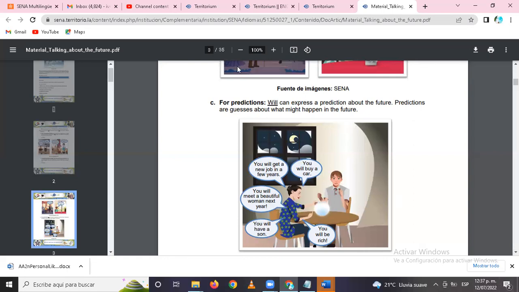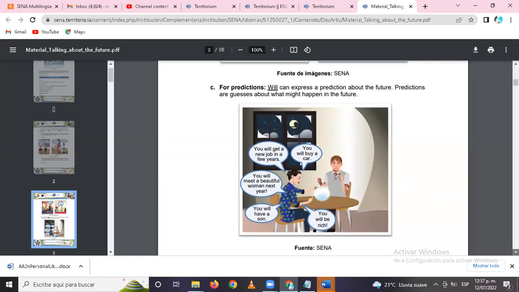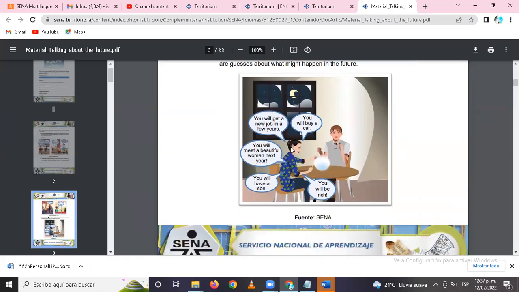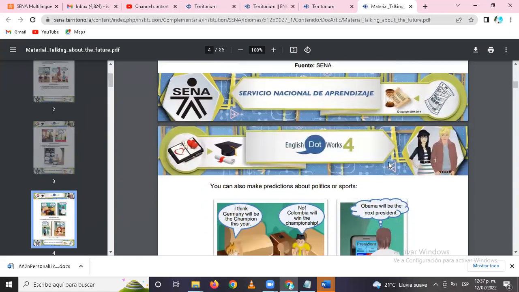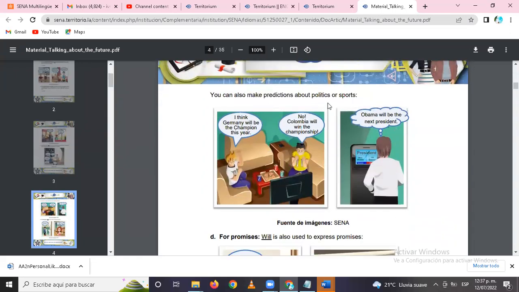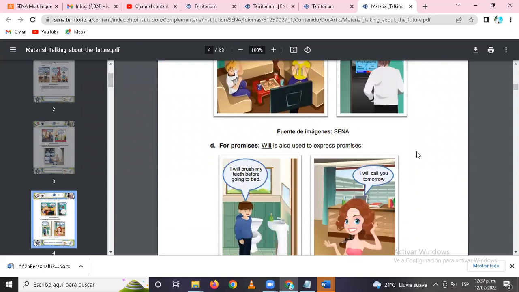It's not so difficult. So here, for instance, for predictions, we use predictions also for the weather, for sports, for instance sports programs, and we use will. So the classic one, the fortune teller: you will get married, you will have money, you will have lots of fortune, you will meet a beautiful woman, and etc. We can also make predictions about politics and sports.